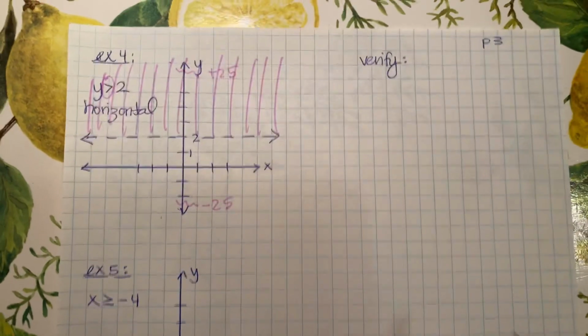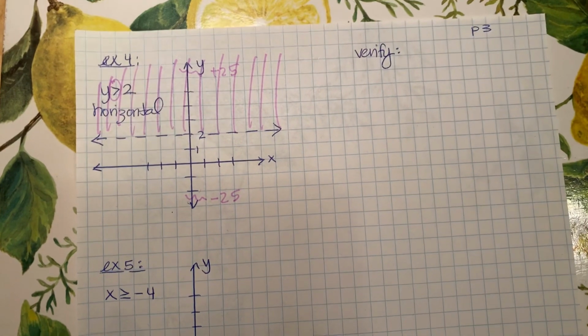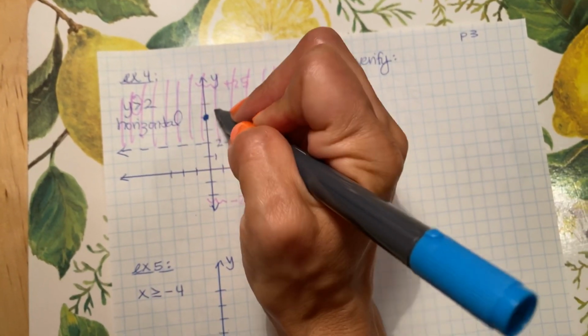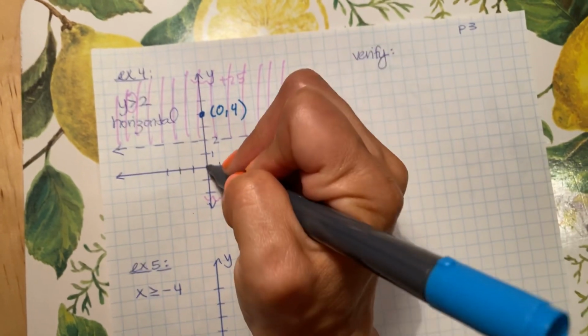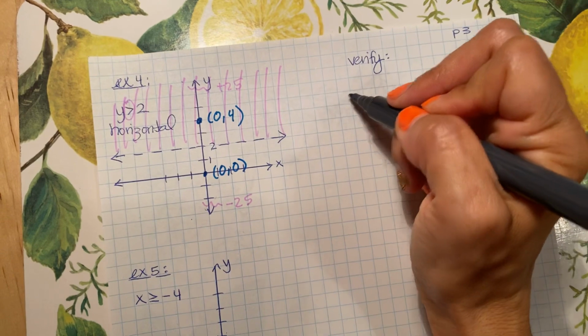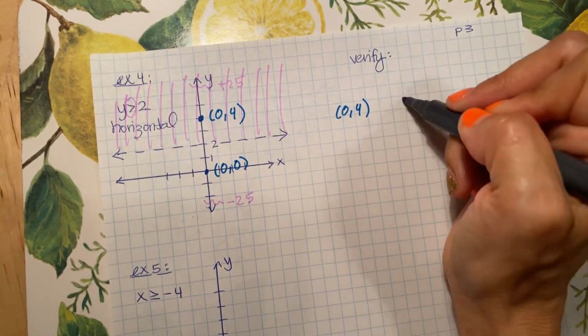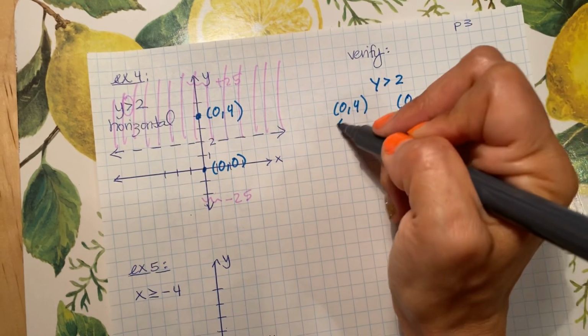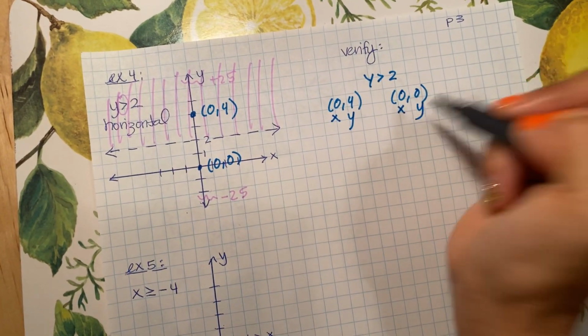It's graphed. It's so easy, right? There's no rise over run. Okay, how do you verify? Grab 2 points. So grab, to get fancy, okay, grab 0, 4, grab 0, 0. Okay, so 0, 4, 0, 0. Y is greater than 2. Remember, this is x, this is y, this is x, this is y.